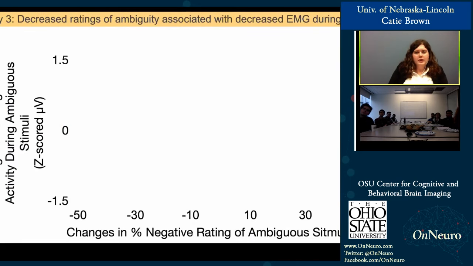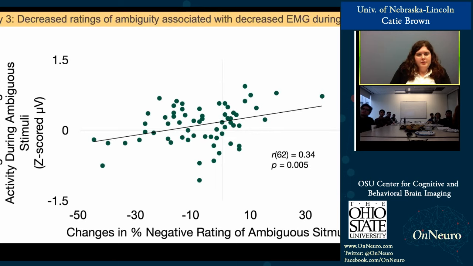And so we looked at the correlation between changes in ratings of ambiguous stimuli across session. Here, higher scores meant that they became more negative, and negative scores meant they became more positive, as well as changes in corrugator across session. So the higher scores reflect more muscle contraction, more frowning. The lower, negative scores represent muscle relaxation associated with positivity.